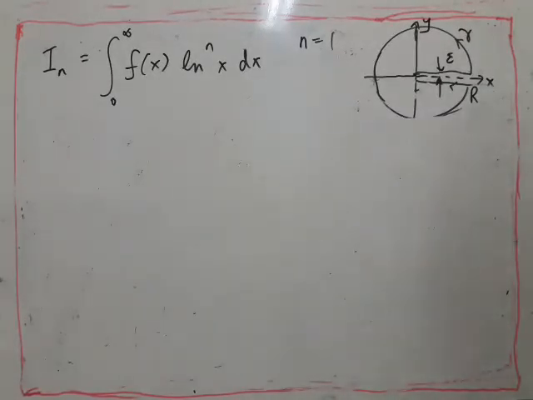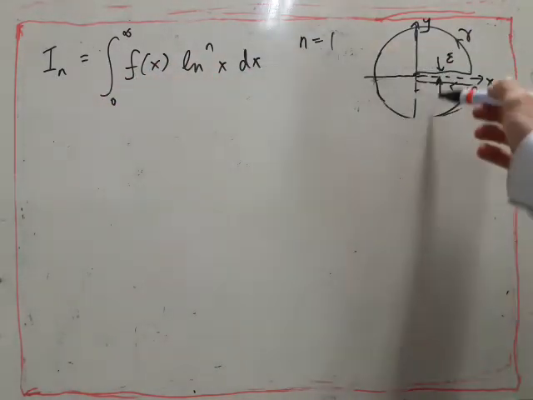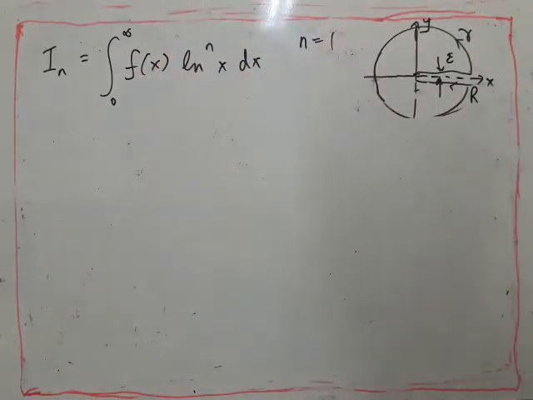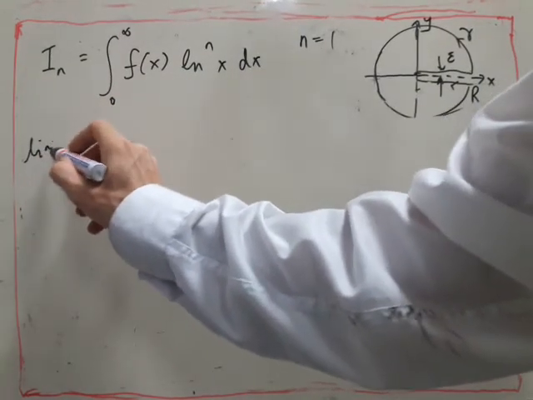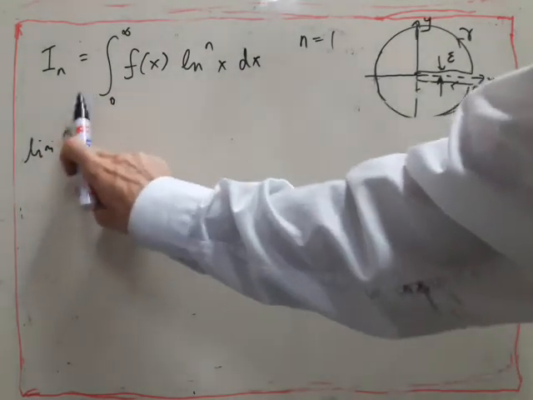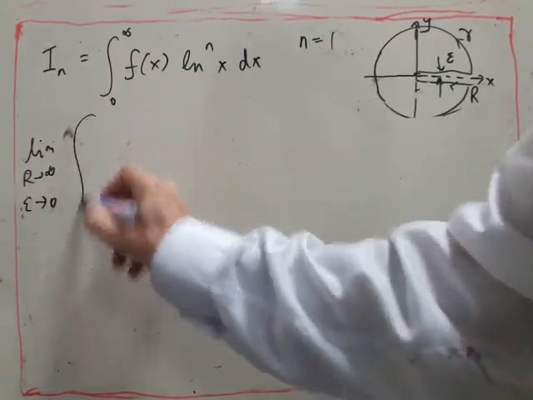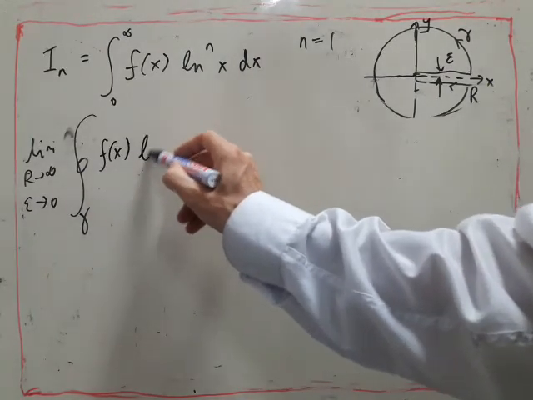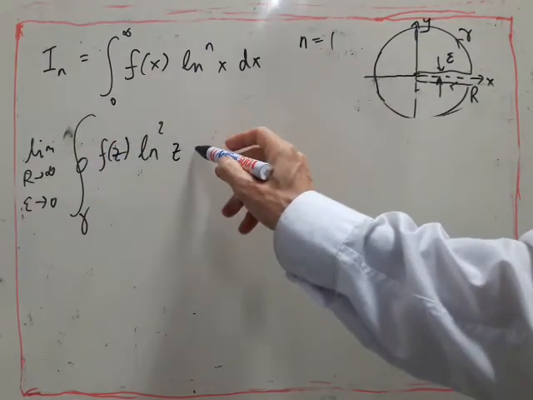So what happens if n equals 1? Well, if n equals 1, then we consider the same contour as when n equals 0. Again, assuming f is not even and has no branch cuts, we consider, as r goes to infinity and epsilon goes to 0, the contour integral of f(z) log squared of z.